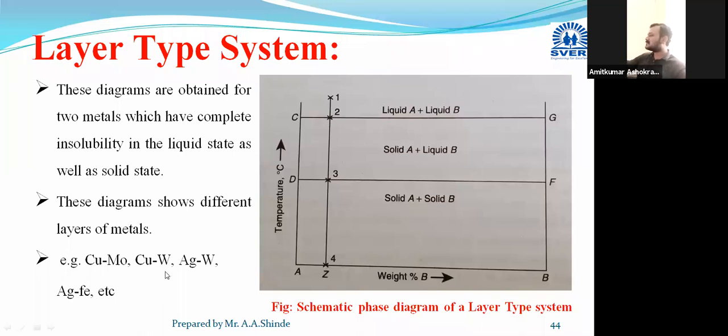Examples of this layer type system are copper and molybdenum, which are completely insoluble in each other. Copper and tungsten, then silver and tungsten, or silver and iron. Silver and iron are completely insoluble in each other. I think you have seen that in ornaments, silver and iron rings are there.